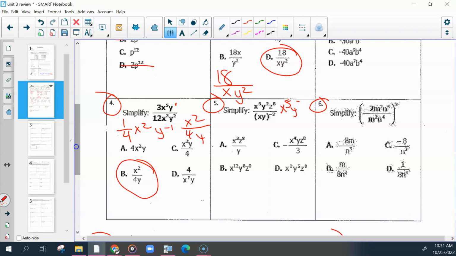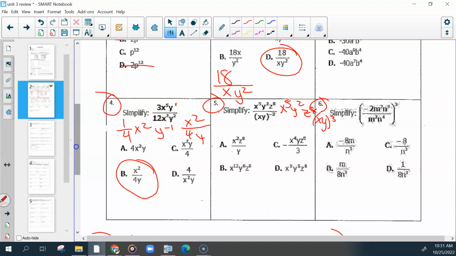X to the 5th, y squared, z to the 8th, x to... This would still be in parentheses, though. Is the only thing with that. So you could flip it up and make it positive. What else could you have done?